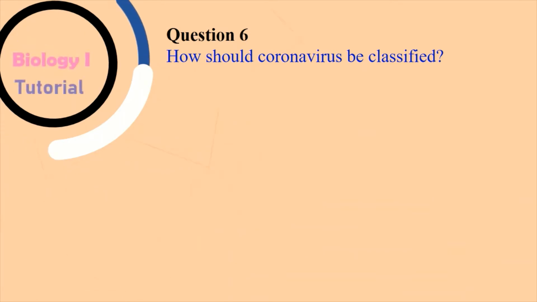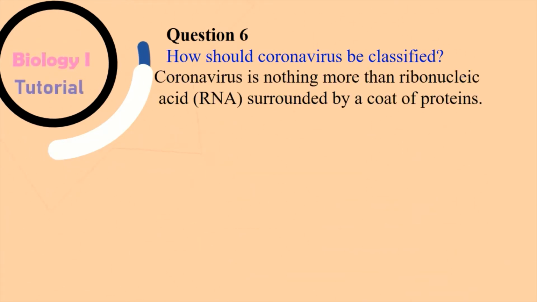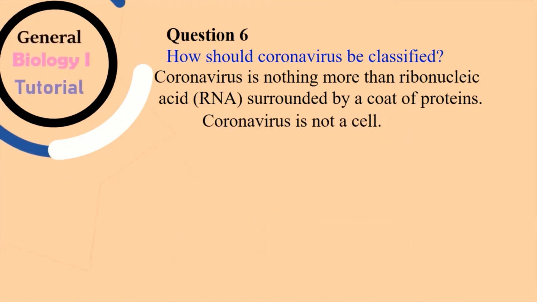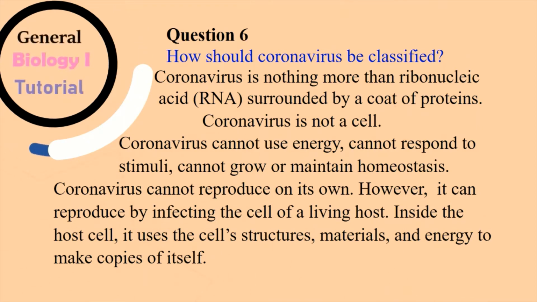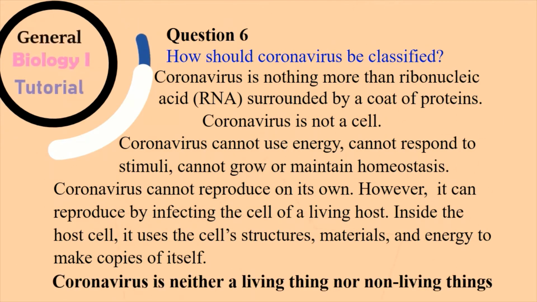Question 6. How should coronavirus be classified? Coronavirus is nothing more than ribonucleic acid, RNA, surrounded by a coat of proteins. Coronavirus is not a cell. Coronavirus cannot use energy, cannot respond to stimuli, cannot grow or maintain homeostasis. Coronavirus cannot reproduce on its own. However, it can reproduce by infecting the cell of a living host. Inside the host cell, it uses the cell's structures, materials, and energy to make copies of itself. Based on the aforementioned facts, coronavirus is neither a living thing nor a non-living thing, because it does not exhibit many of the characteristics of a living thing.